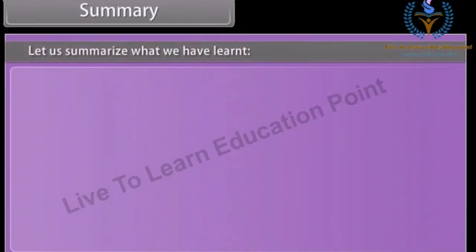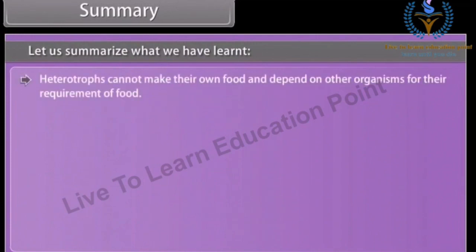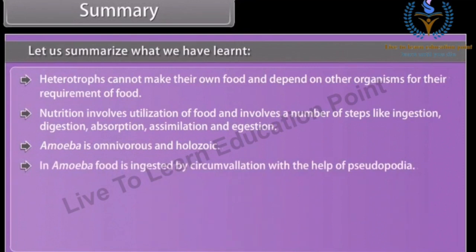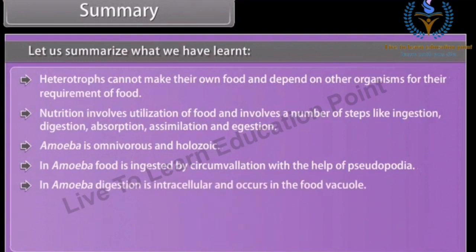Summary. Let us summarize what we have learned. Heterotrophs cannot make their own food and depend on other organisms for their requirement of food. Nutrition involves utilization of food and involves a number of steps like ingestion, digestion, absorption, assimilation, and egestion. Amoeba is omnivorous and holozoic. In amoeba, food is ingested by circumvallation with the help of pseudopodia. In amoeba, digestion is intracellular and occurs in the food vacuole.